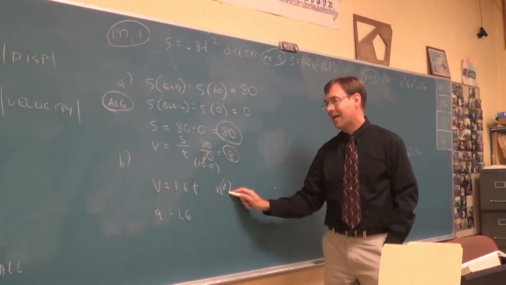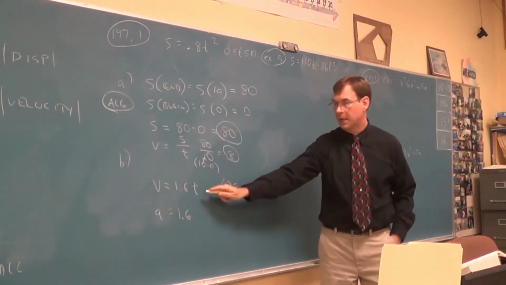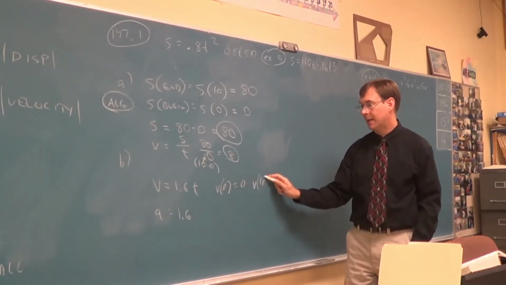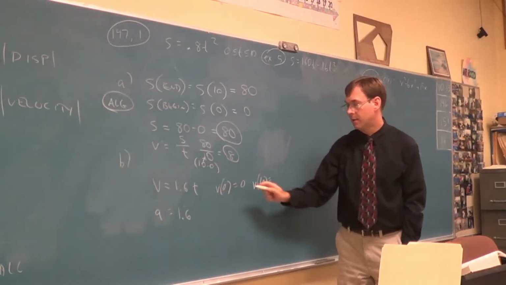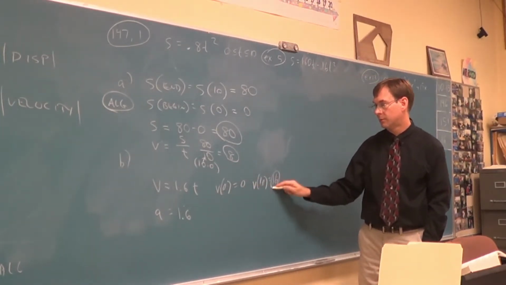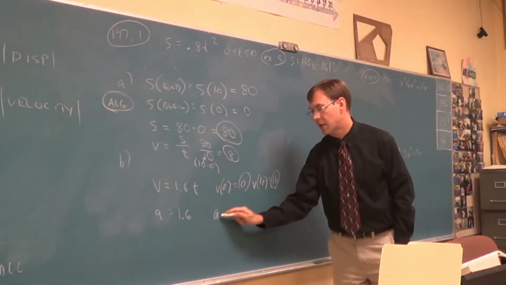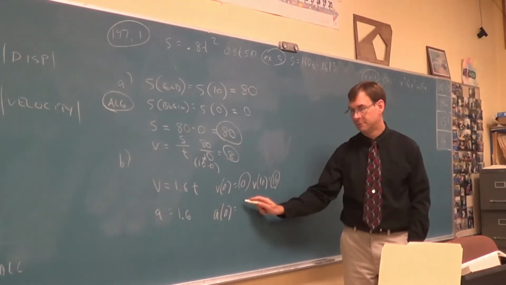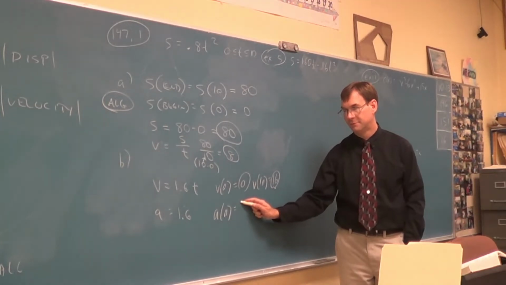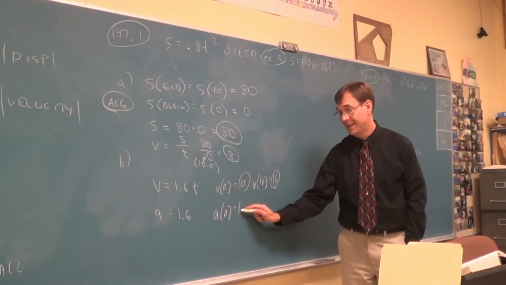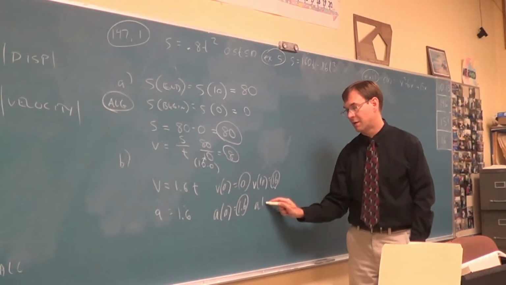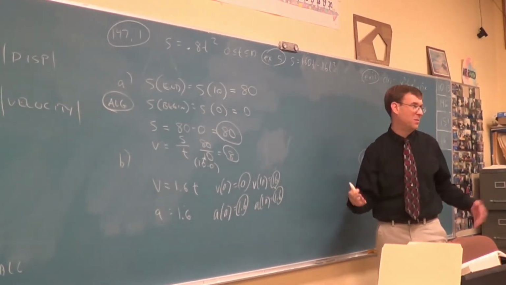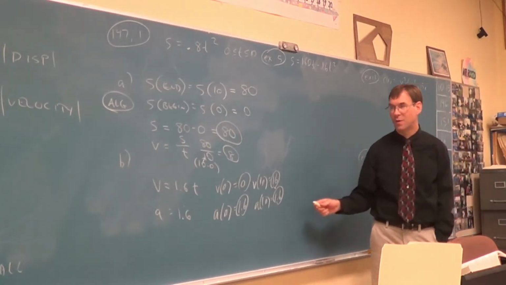The velocity at 0, if you plug in 0, you'll get out 0. The velocity at 10, if you plug in 10, would be 16. The acceleration at 0 is just 1.6. And the acceleration at 10 is 1.6. It's sort of weird to plug in because there's no variable to plug into, but the acceleration is just 1.6.